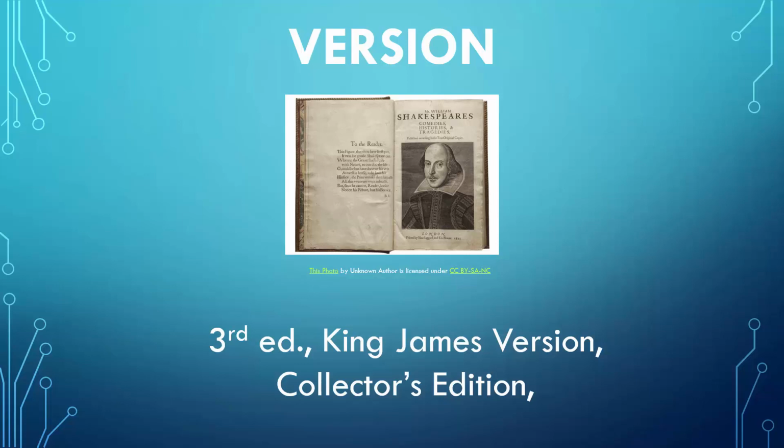If your work is one version among others, you can say 3rd edition, King James Version, or Collector's Edition. MLA allows the edition number to be written as 2nd, 3rd, or 4th, etc., and allows edition to be abbreviated as well. Follow the version with a comma.